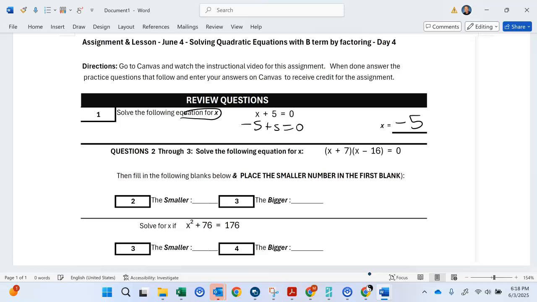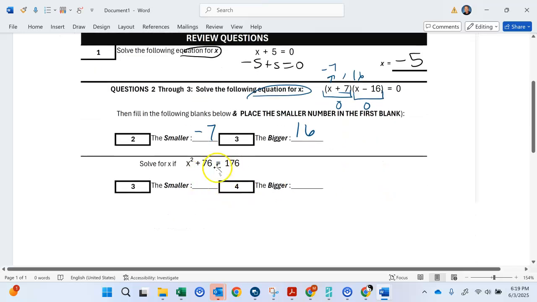Okay? Over here, when you have two parentheses, either this equals 0 or this equals 0, because 0 times anything is 0. So if we're solving for x, just like up here, we can make this 0 by going negative 7, the opposite of positive 7, and this by going positive 16. So there are two solutions. That's why it says two over here. So the smaller is negative 7 and 16 is the big one. Okay, now try this one here and then come back for the solution.